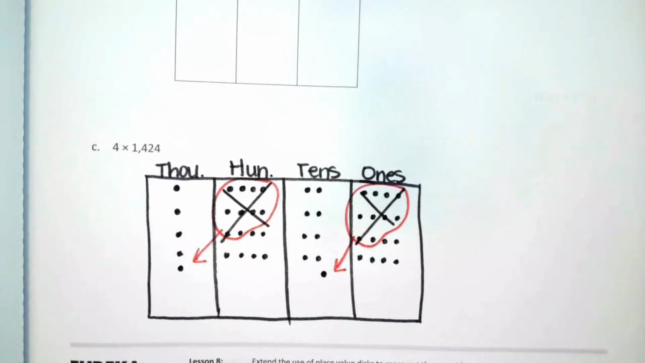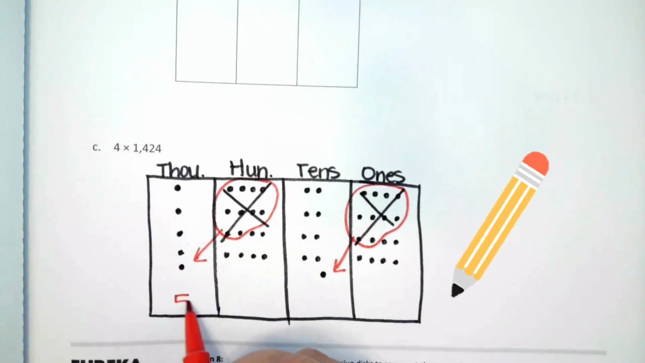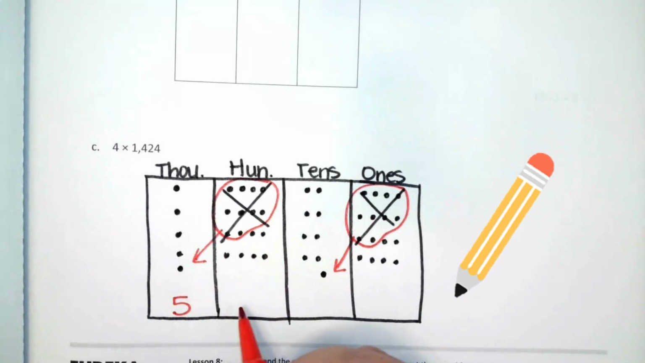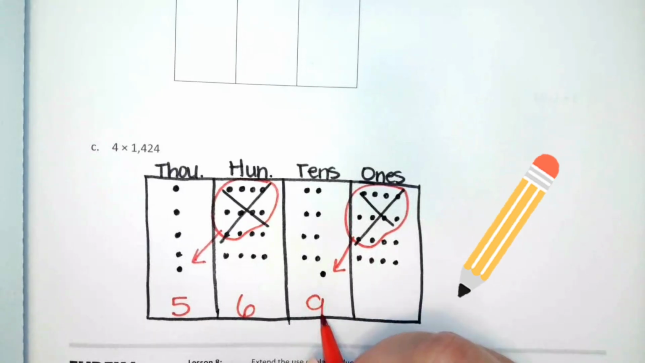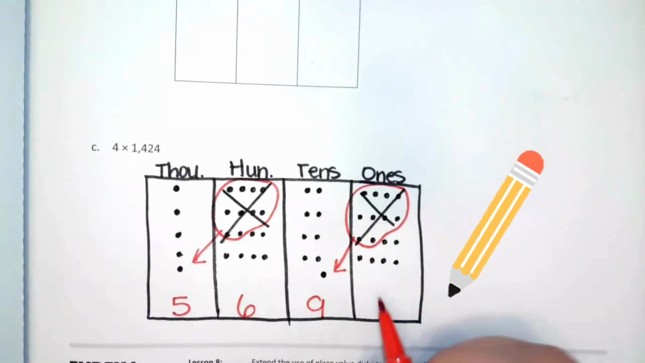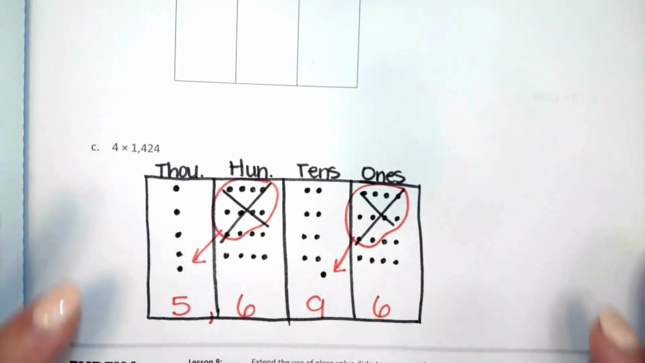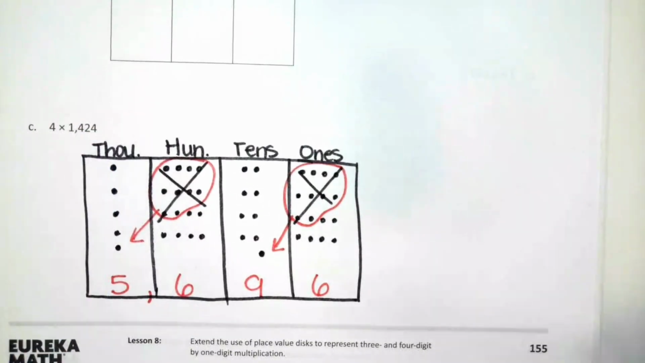Okay, now let's label what we have in each column. How many thousands do we have? 1, 2, 3, 4, 5. How many hundreds do we have? 6. How many tens do we have? 9. And how many ones do we have? 6. We got 5,696. Okay, now let's do our partial product strategy. This one's going to have 4 steps because there are 4 digits in this number that we're multiplying.